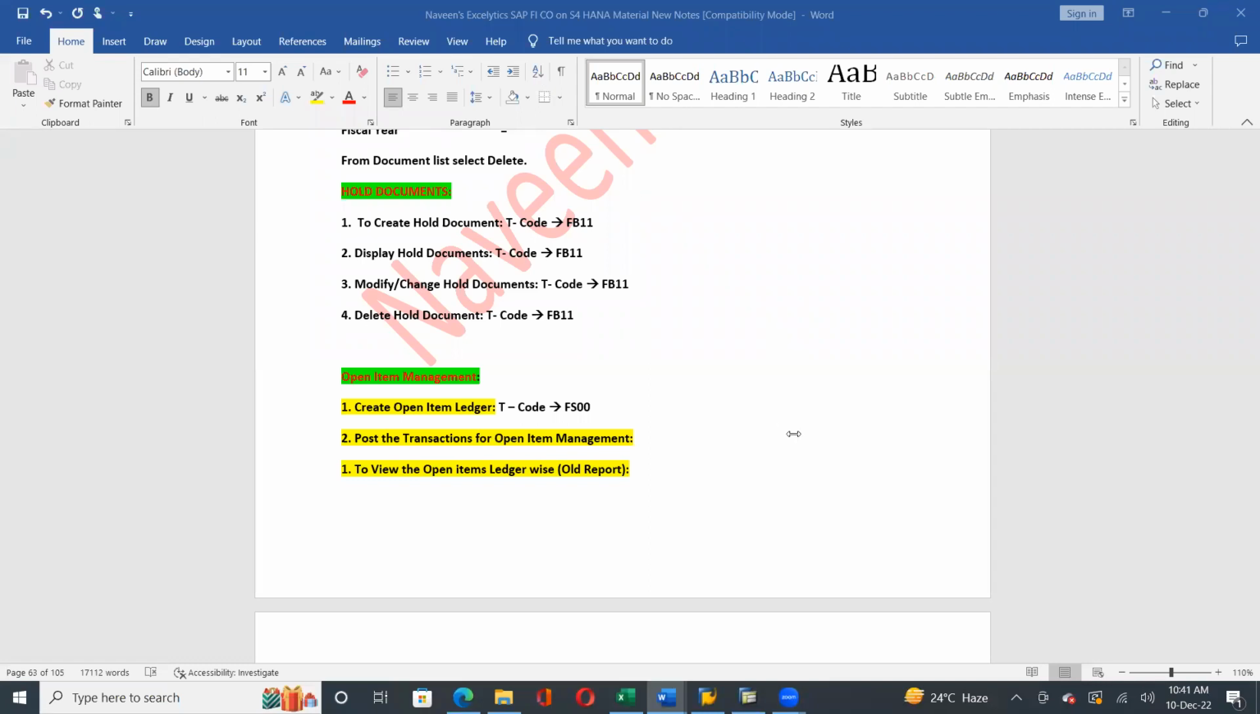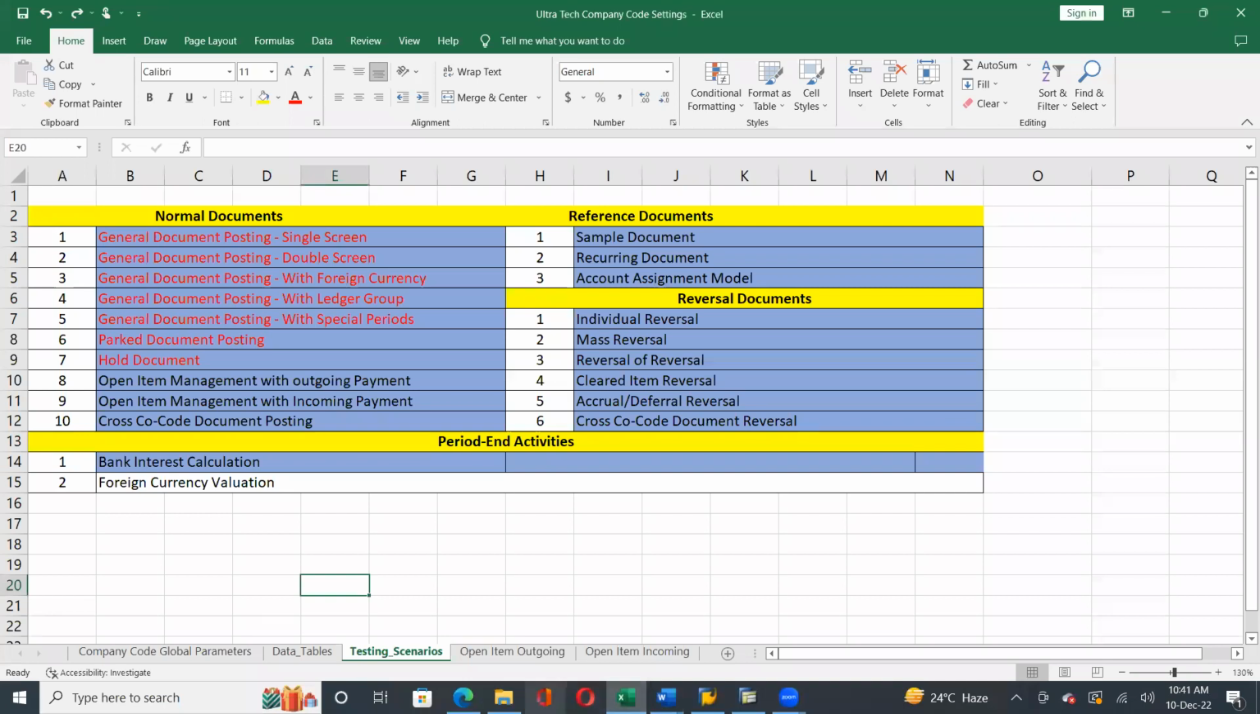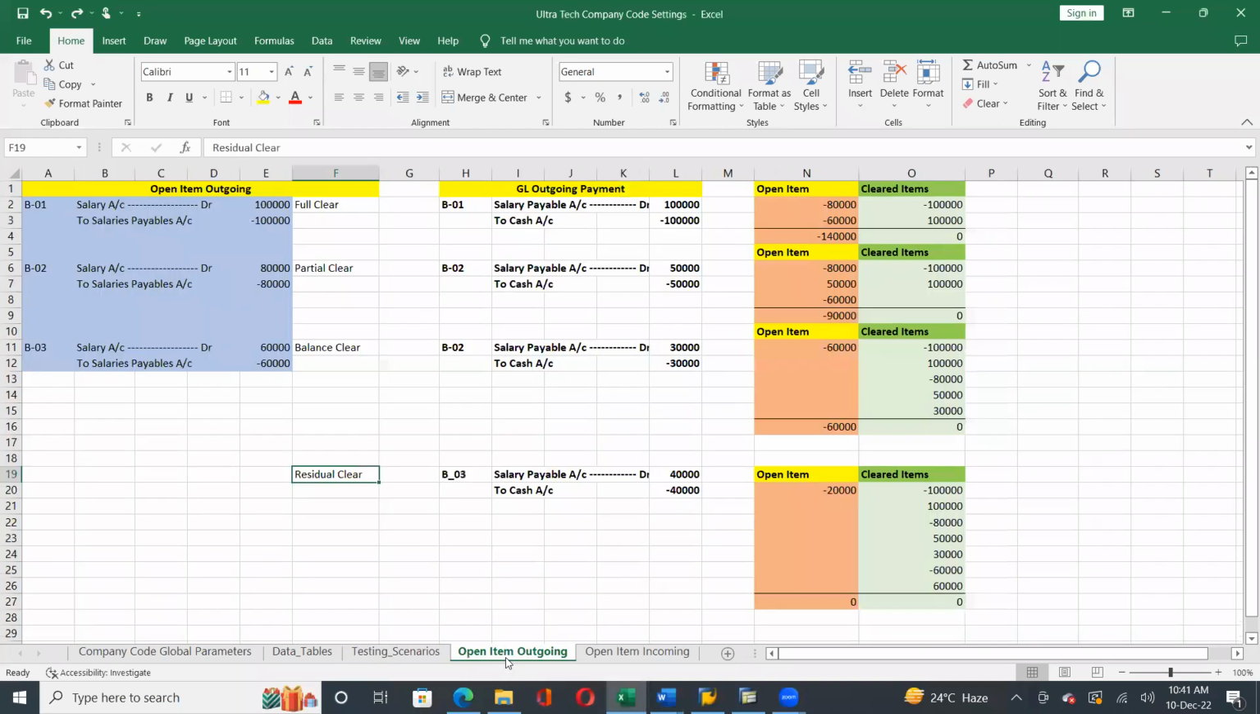From the last session, we have covered the document and the literature part of open item management. We saw what open item management means, and the difference between a full clear, partial clear, and a residual clear, with examples. Correct? Yes. So these are the things.